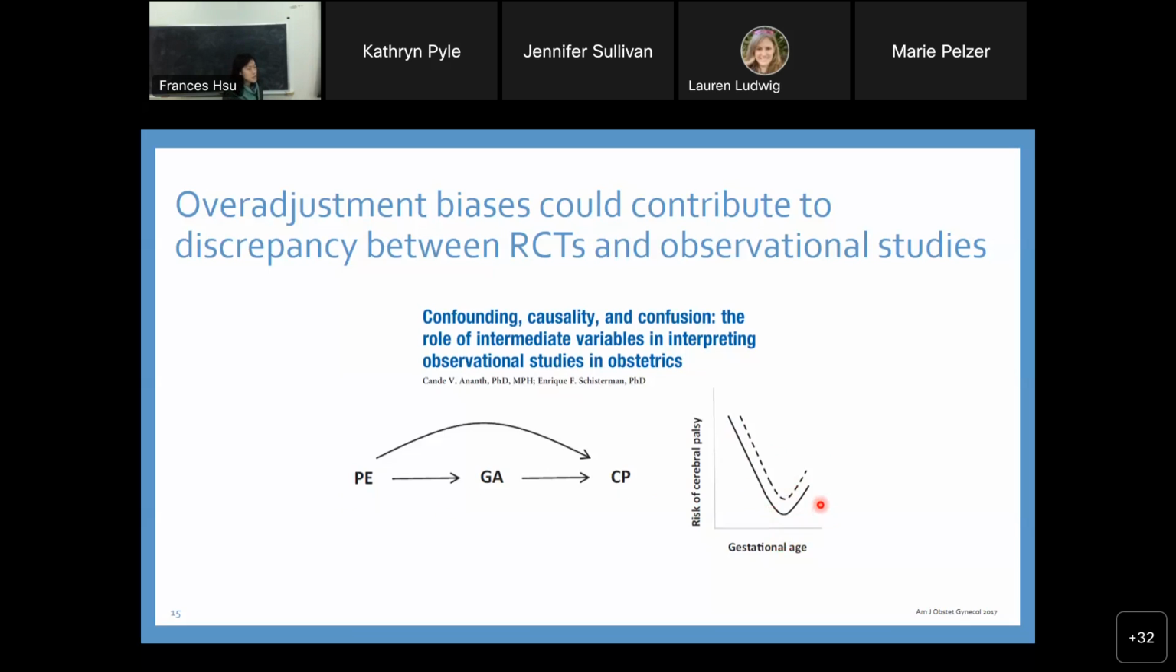So when you adjust for gestational age, it appears that there is a protective effect on cerebral palsy, which is not true. So what is likely true is that most of the deleterious effect of preeclampsia on cerebral palsy is mediated through the shorter gestational age. So when gestational age is controlled for, the result is only the direct effect of preeclampsia on cerebral palsy, which may be null.